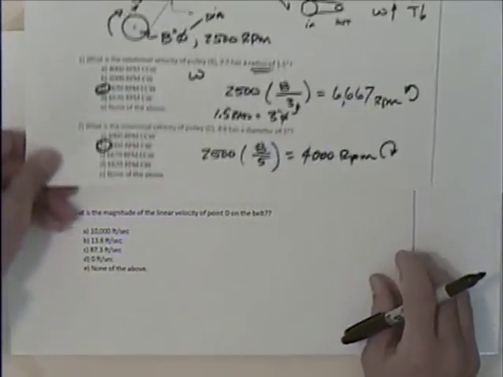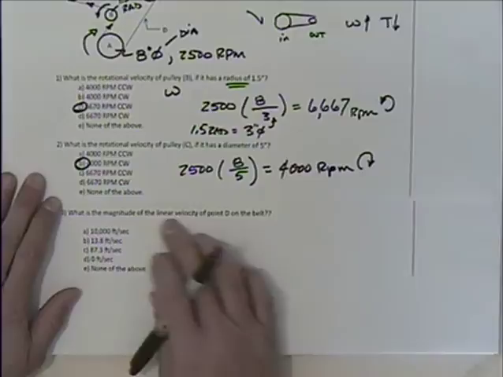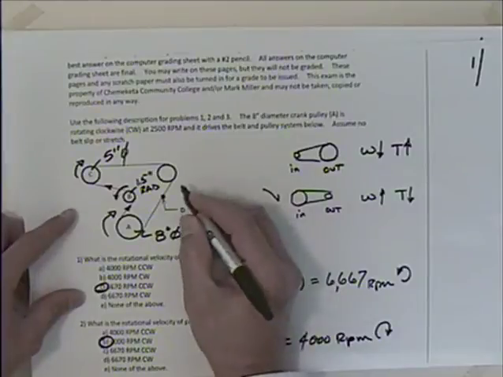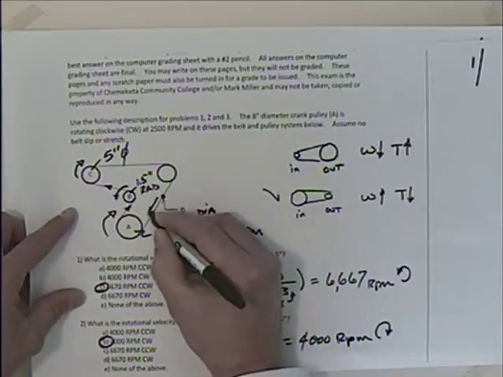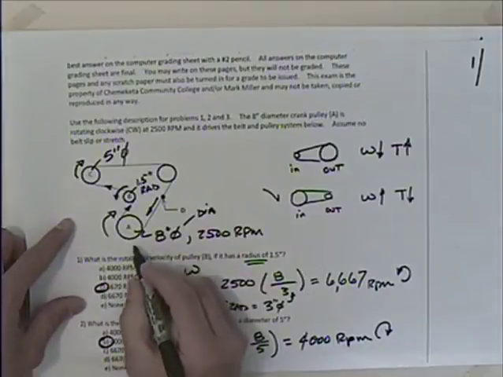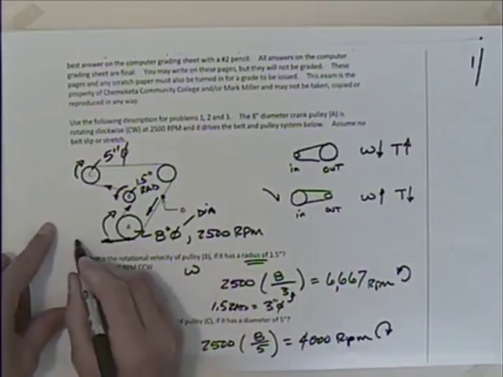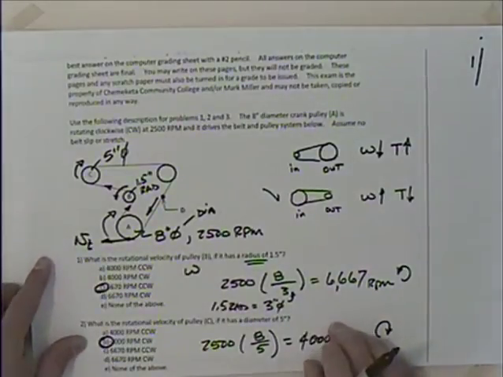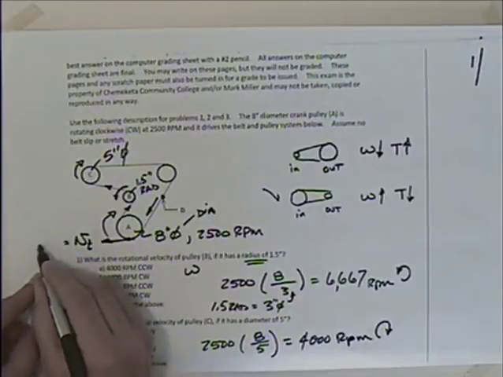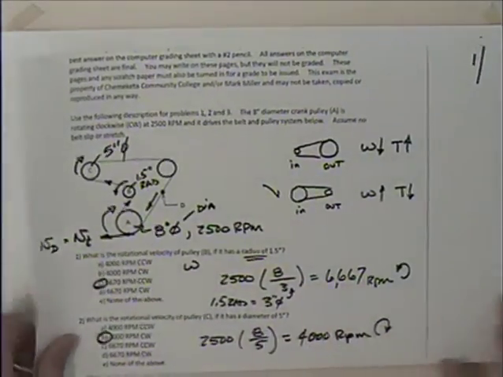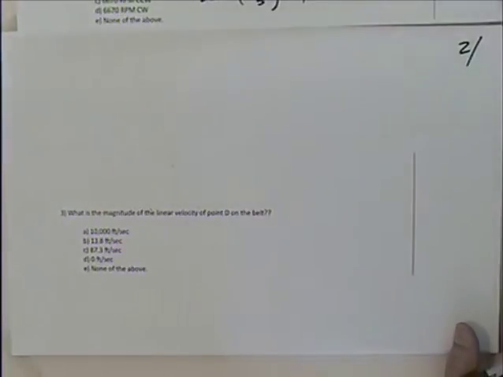And then the third question, put this on page number 2. The third question, what's the magnitude of the linear velocity of point D on the belt? So there's point D on the belt. It's going to have some linear velocity like that, which if we don't have slip should be the same as the tangential velocity on this pulley. I mean, if we look at the tangential velocity on that pulley, that should be the same as the velocity of point D, shouldn't it? So how can we get at that?